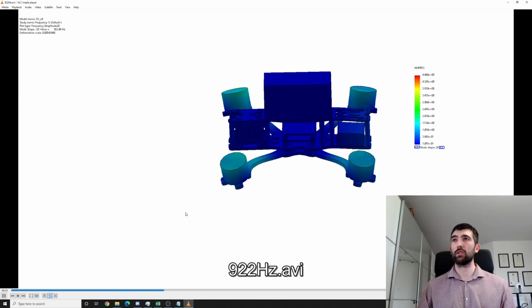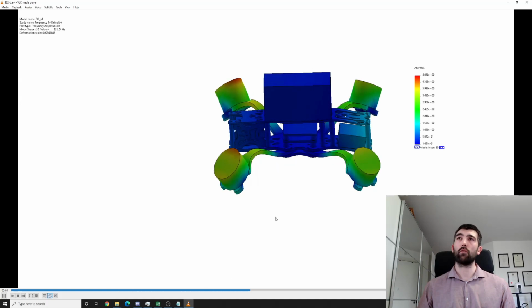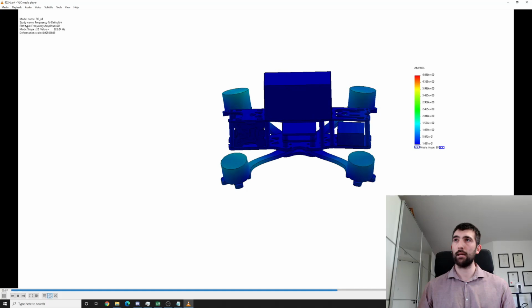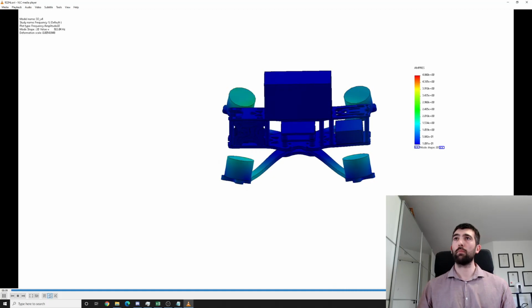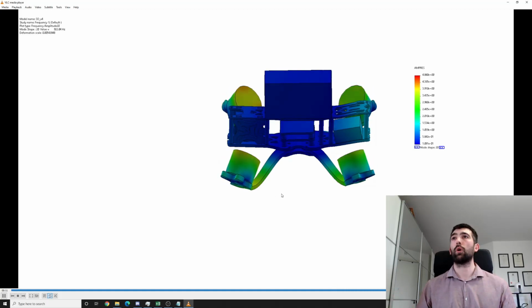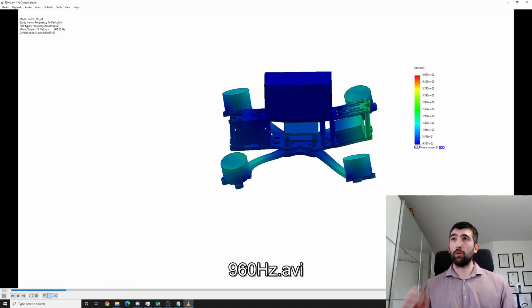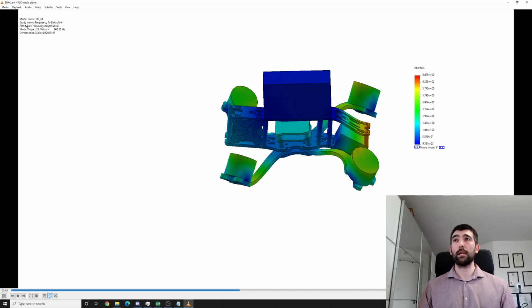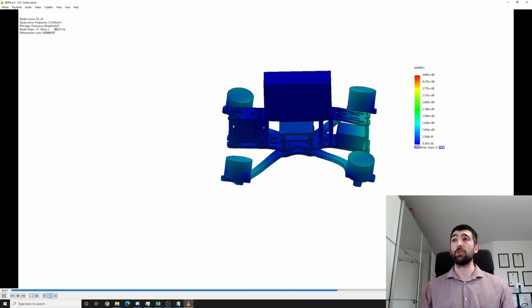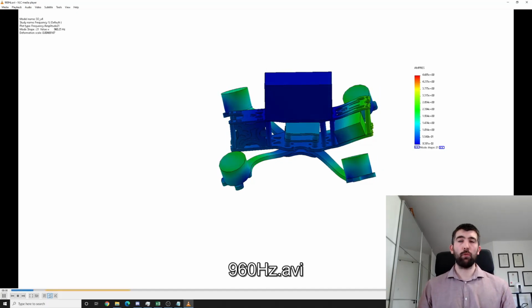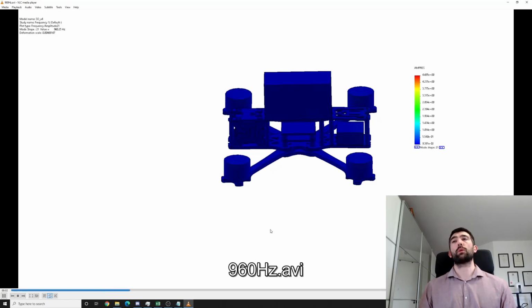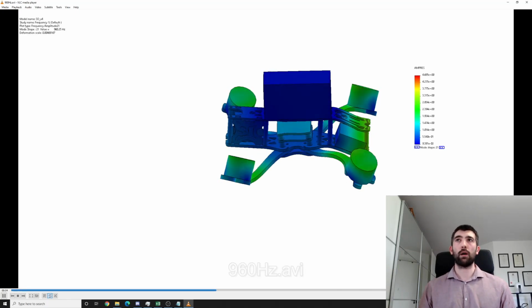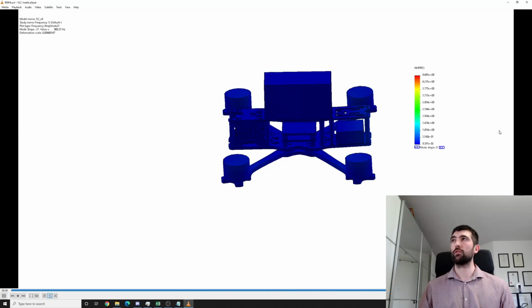Another interesting mode, this one again, not probably too critical for flight performance, but it's interesting to see how we have the motors rotating in and out and the quad moving up and down. And this is the final mode that I want to show you for the TBS Source One. This is, again, coupled into pitch, but does it affect flight performance? Really, up at 960 hertz, we're probably well attenuated by whatever filtering we have on the quad, so it's not too much of a concern.